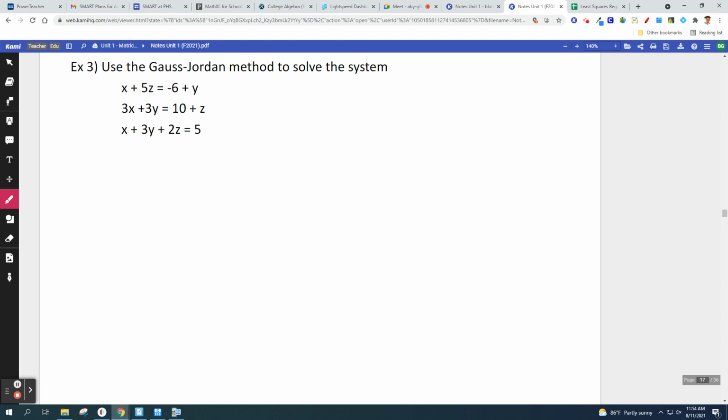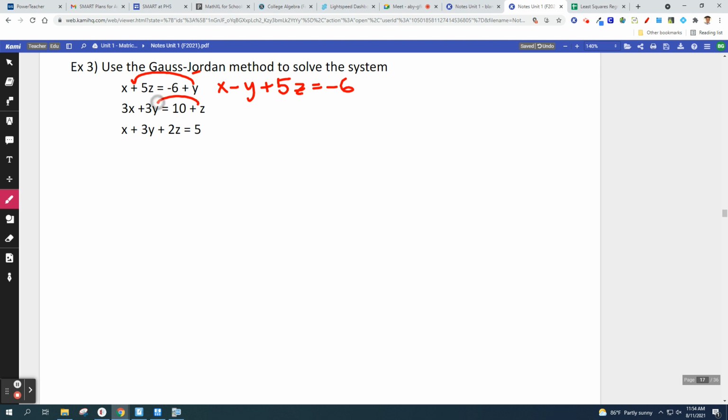You still have to get the augmented matrix. And this one's kind of weird because the variables are out of order. So make sure every time you put the variables in the same order. It doesn't necessarily have to be XYZ order, but that's probably what would make the most sense. So I'm going to subtract this y over, so I can put it as x minus y plus 5z equals negative 6.